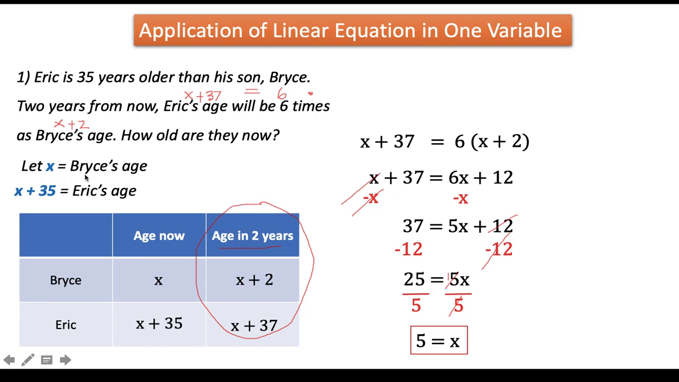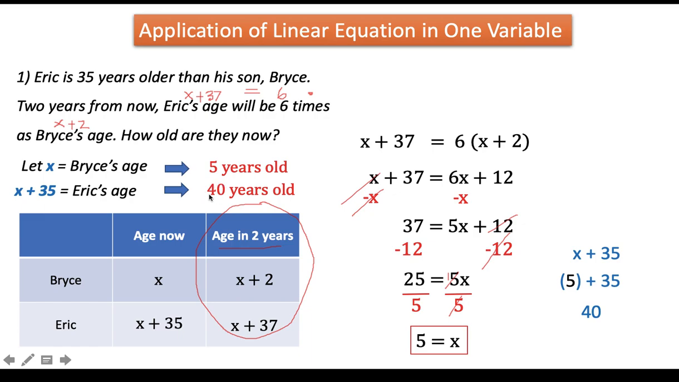And that x represents Bryce's age. Therefore, the age of Bryce now is 5 years old. Now, to find Eric's age, since Eric's age is represented by x plus 35, and we know that x is 5, we'll simply replace x by 5, then 5 plus 35 is 40. So this 40 right here is the age of Eric now. To check if these answers are really correct, going back to our given, Eric is 35 years older than his son.